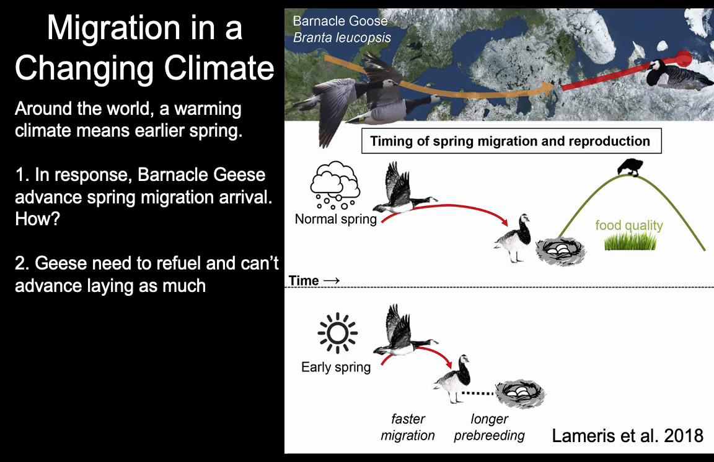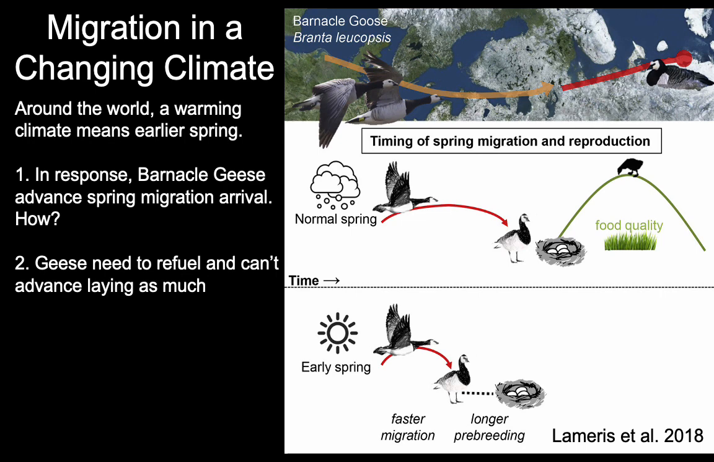And so they forego stopovers. They either spend less time there, or they simply forego some of the stopovers, or have fewer stopovers as they go. And so they get to the breeding grounds in poor body condition, and they need to refuel. And so they can't advance their laying because they've just rushed so hard to get here because, by all accounts, they're late because spring has been advancing.